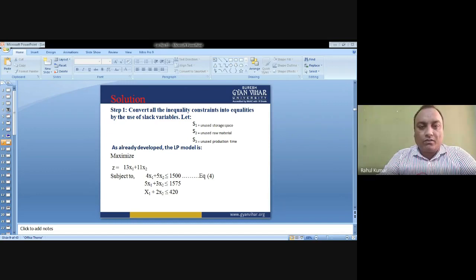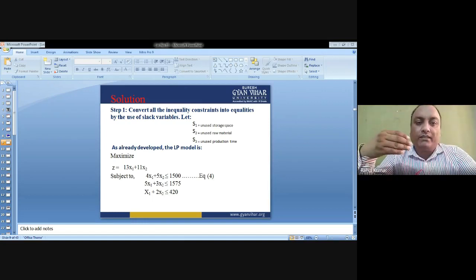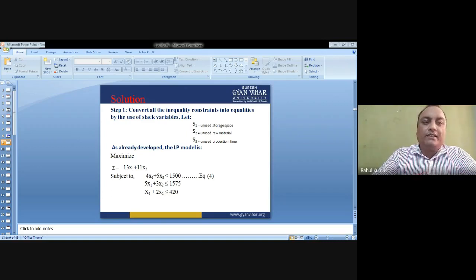And this procedure is repeated until the optimal solution is achieved, and this is done with the help of the iteration process. The steps involved in solving the problem are called the simplex algorithm, right?